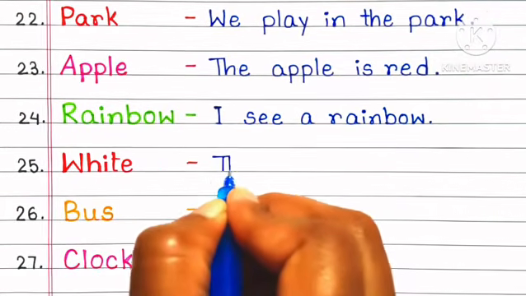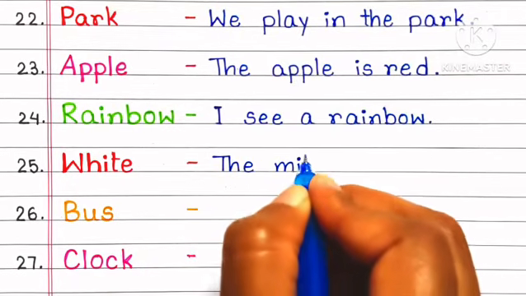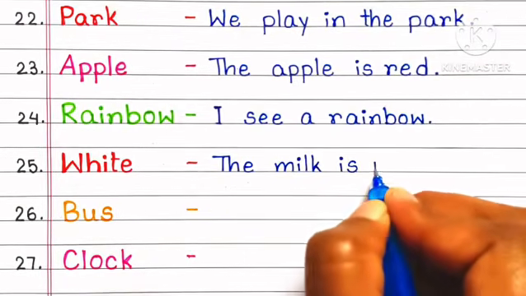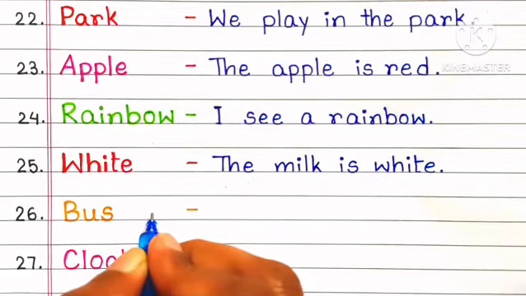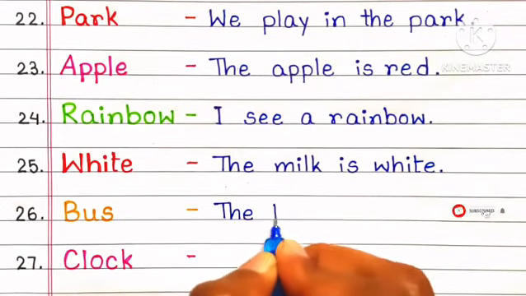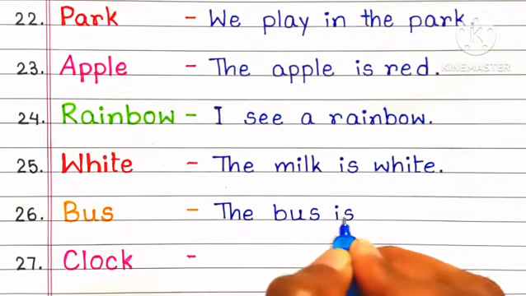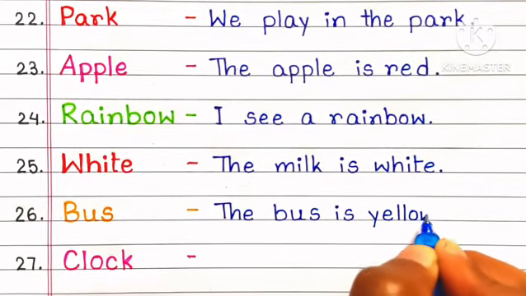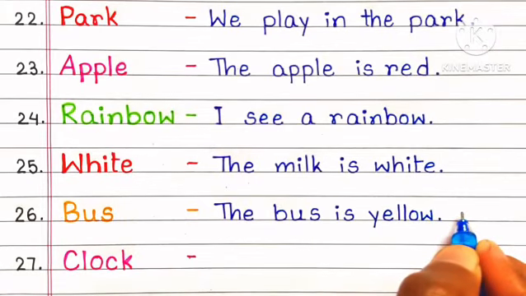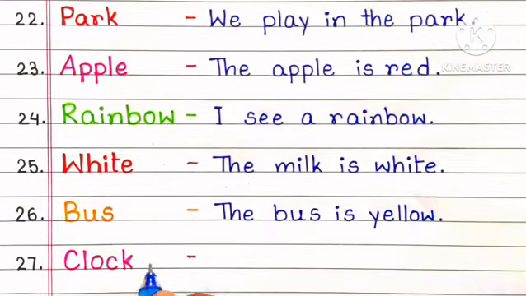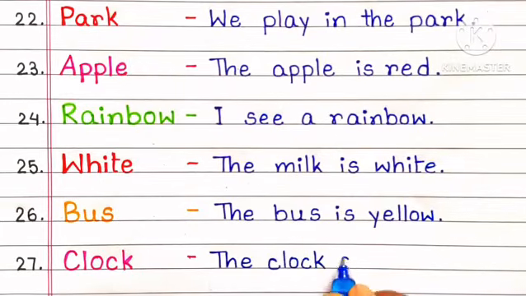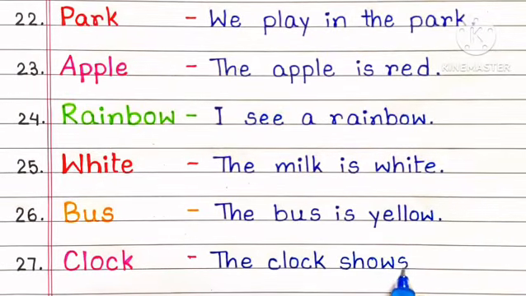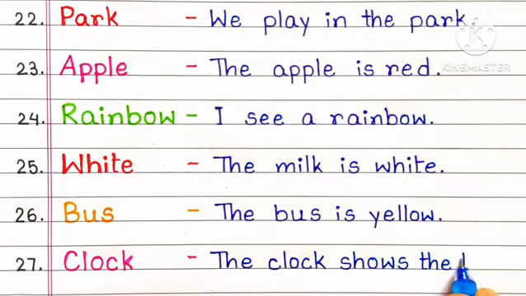White. The milk is white. Bus. The bus is yellow. Clock. The clock shows the time.